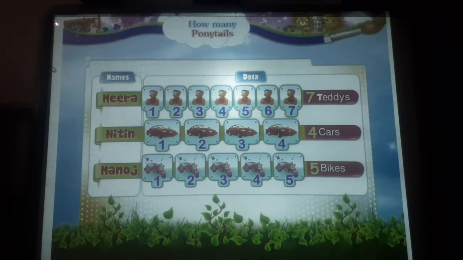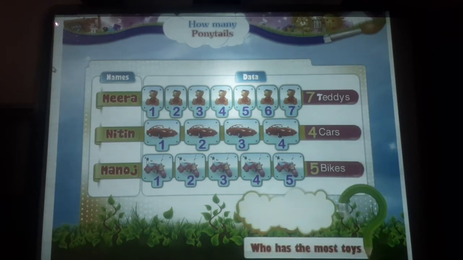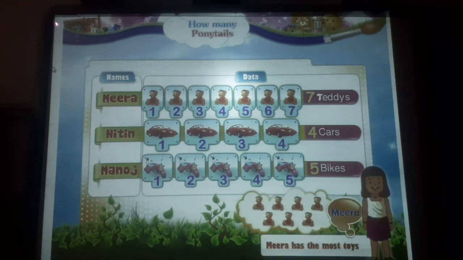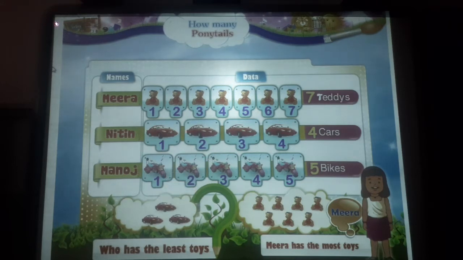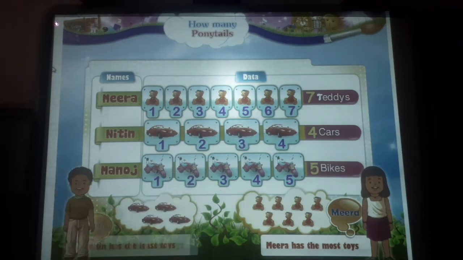Now let's see who has the most toys. Meera has the most toys. Let us find out who has the least toys. Nitin has the least toys.